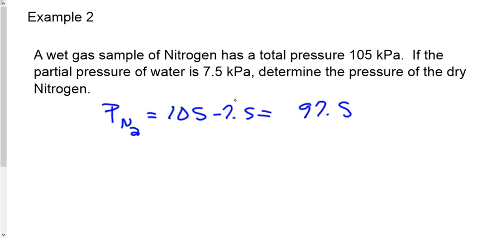Now, why do I do that? Well, if the total pressure is nitrogen and water, and if I just want nitrogen only, just take away the water pressure from it. And this is going to be the partial pressure of the nitrogen gas or the dry gas. Okay, since there's no more water considered in it. So all we're doing is subtracting that out.